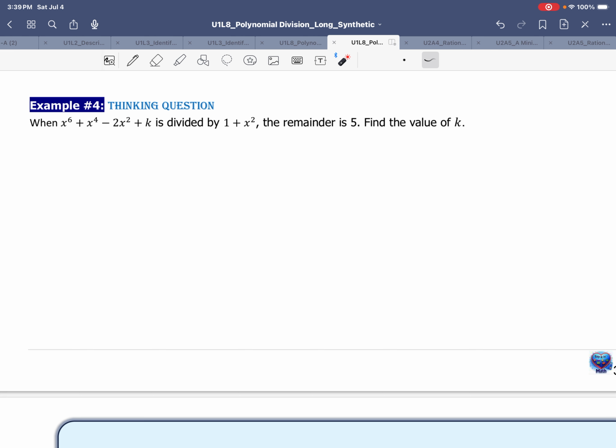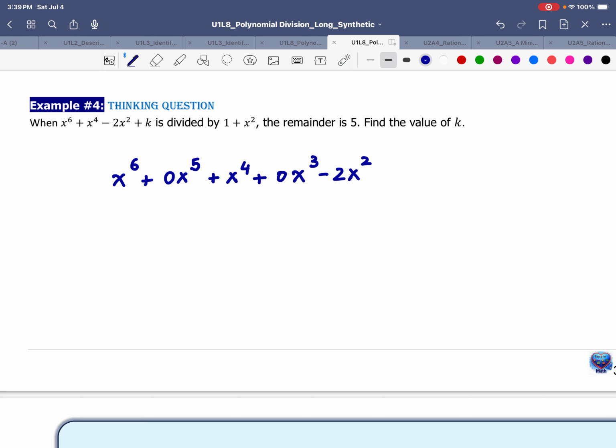Notice that this polynomial is missing several degree terms, and whenever a polynomial is missing one or more powers of x, we must include those terms with a coefficient of 0. So we'll start off with x to the power of 6, that's the highest degree term. We don't have an x to the power 5, so we'll write it as 0x to the power 5. Then we have x to the power of 4. No x to the power 3 term, so we're going to give a coefficient of 0, 0x to the power 3, and then we have minus 2x squared, no x term, so plus 0x plus k.